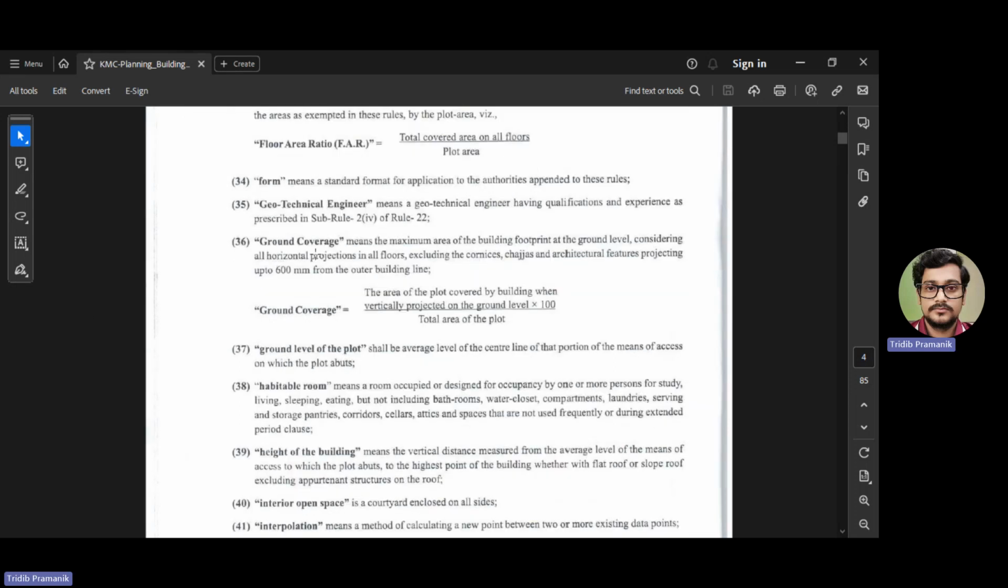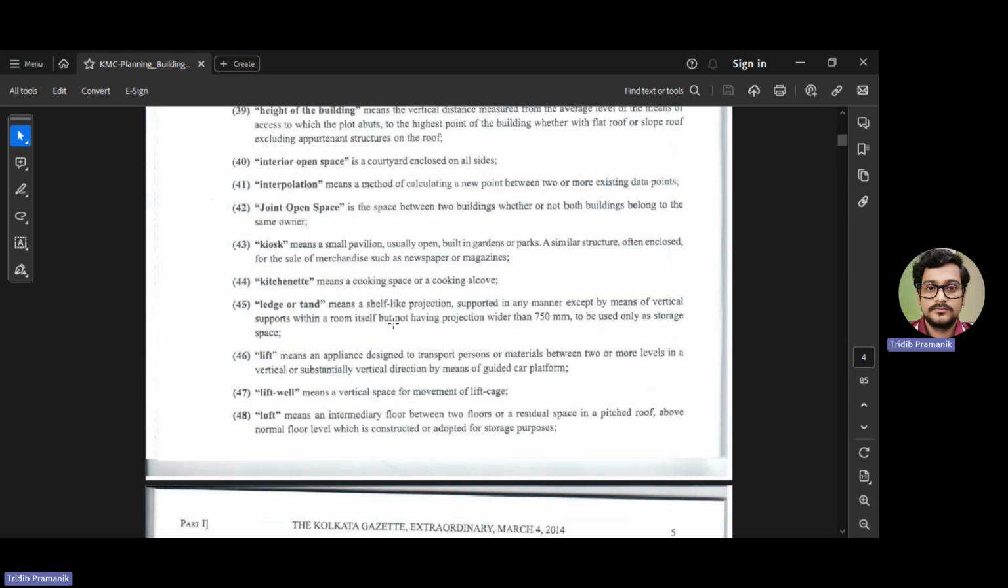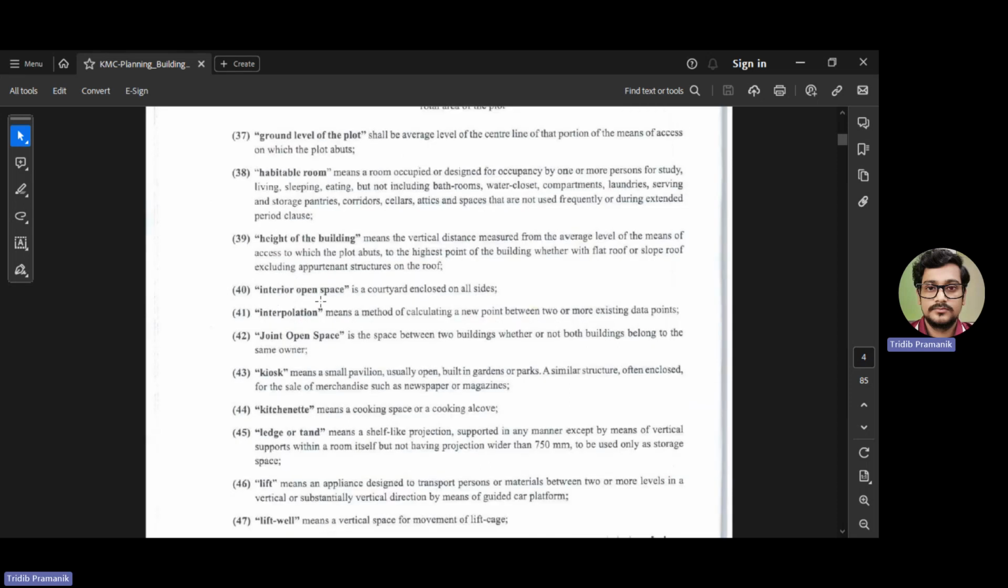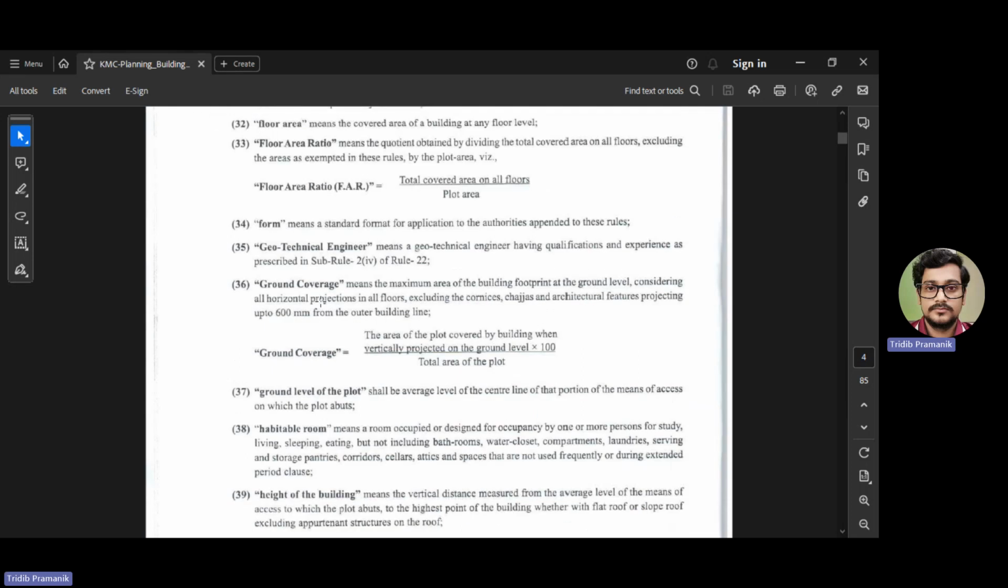Then we have another important thing, which is ground coverage. Ground coverage means the area of the plot covered by the building, vertically projected on the ground level, divided by the area of the plot, into 100. In some cases we will look at the ground coverage, somewhere mentioned 60%, somewhere 80%, somewhere 40%. So depending on that, we can select the particular area that we can cover for making any building. And depending on the covered area, we can figure out how much area each floor will have. And also, depending on the FAR value, we can figure out the maximum number of stories we can make for a particular building.